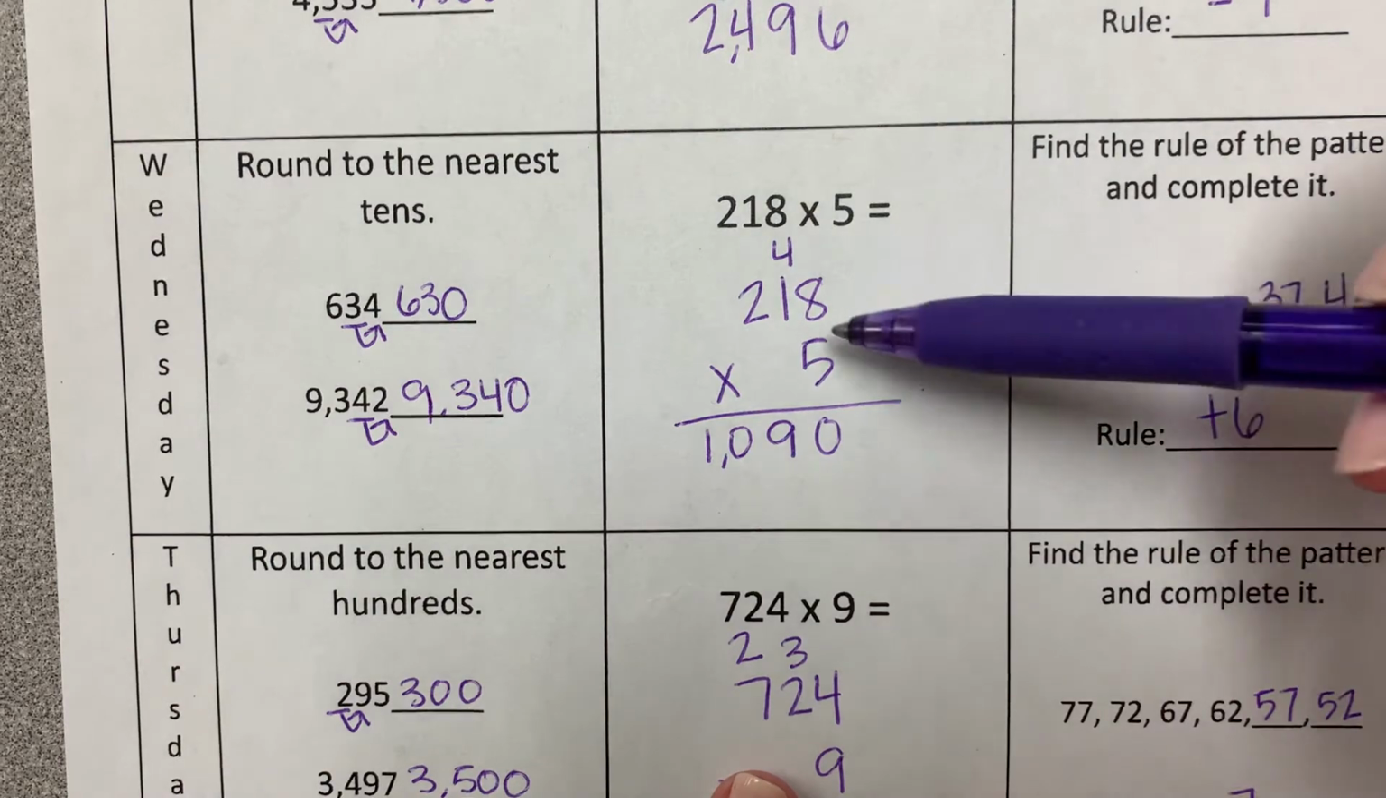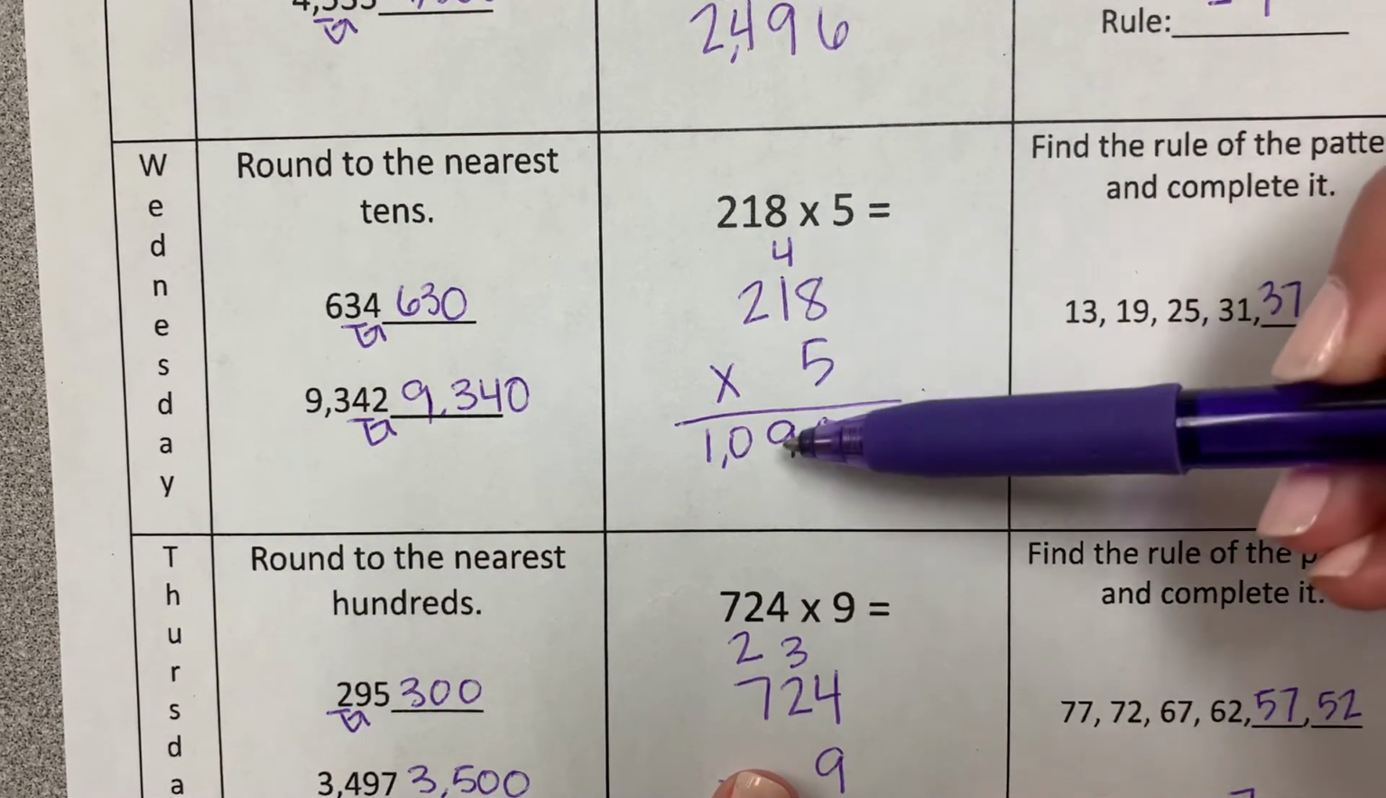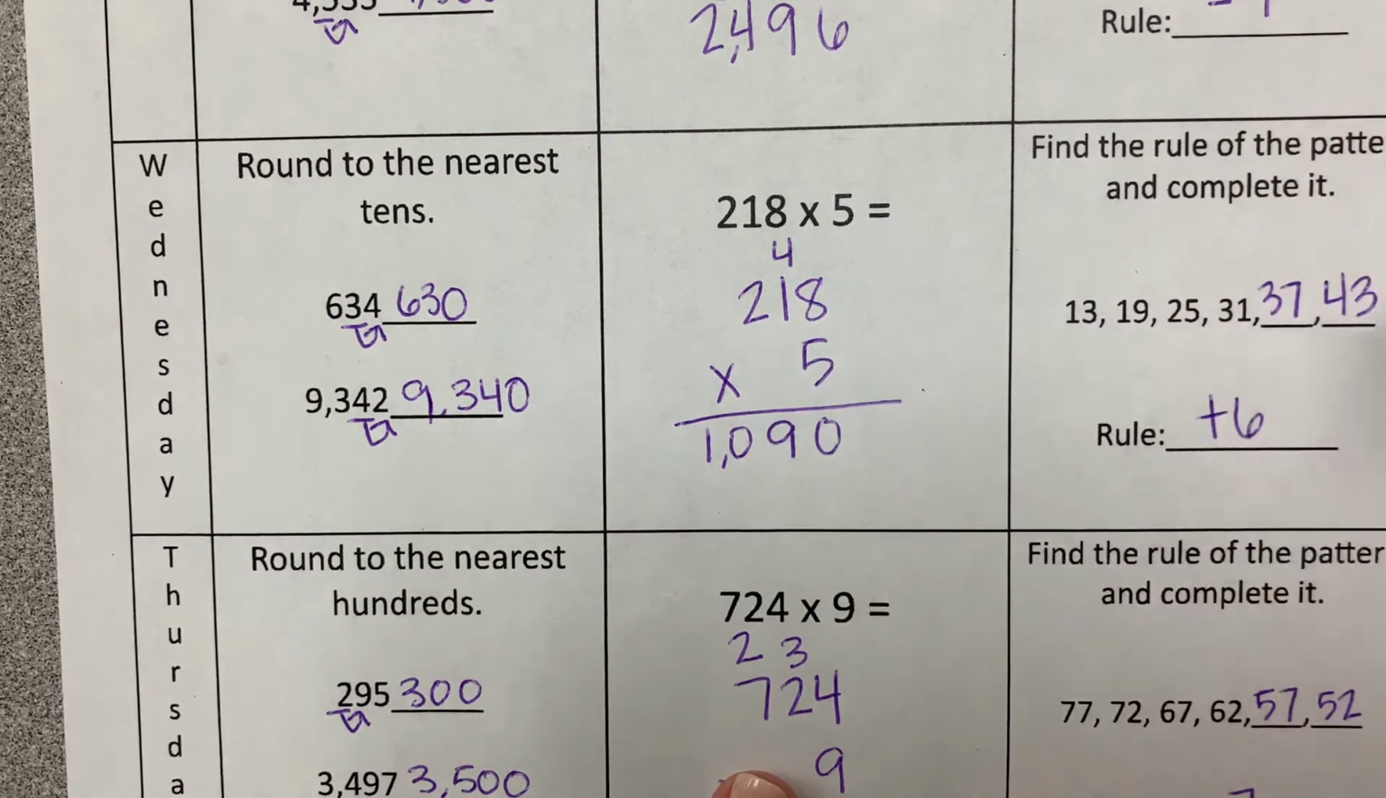218 times 5. 8 times 5 is 40. Carry your 4. 5 times 1 is 5. Plus 4 is 9. 5 times 2 is 10.